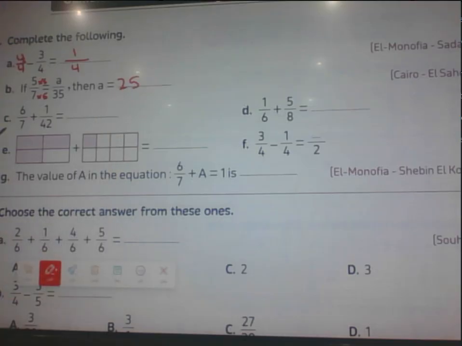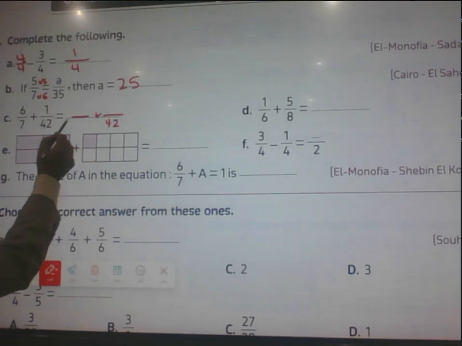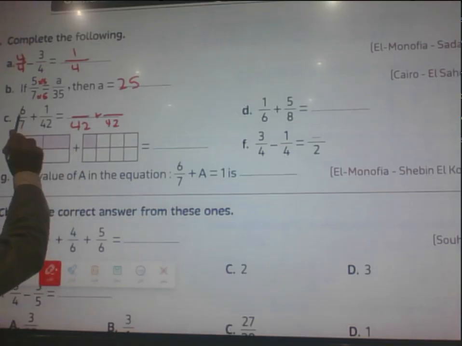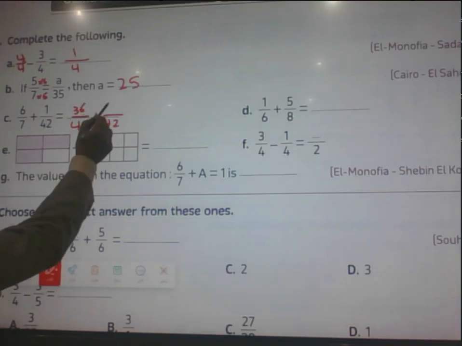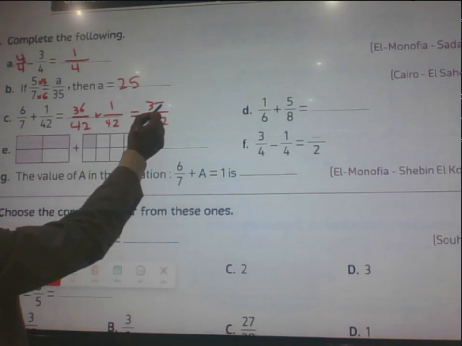Next question, 6 over 7 plus 1 over 6. We can write the least common multiple, 42. 42 can be divided by 7, and 42 can be divided by 6. Then the least common multiple between the two denominators is 42. 6 times 7 is 42, 6 times 6 is 36. We also have 1 over 42. And then now we can add together: 36 plus 1 equals 37.